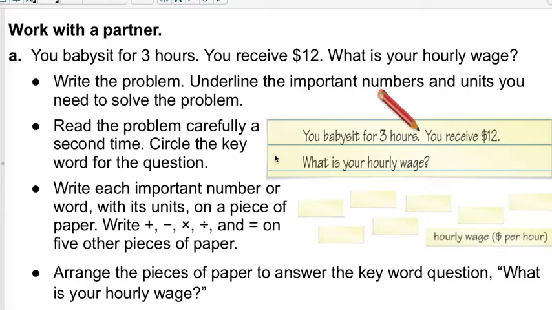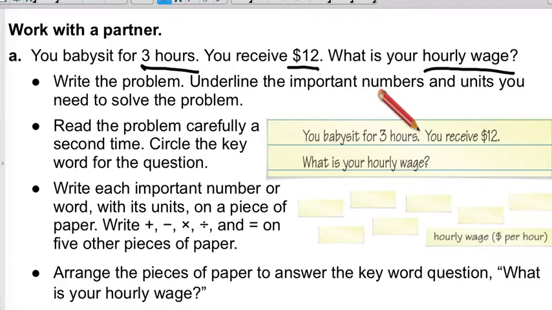Okay? You're going to write the problem and underline the important numbers and the units that you need to solve. Rather than asking you to rewrite, they've got it written there. So what do we need to underline here that we need to know in order to figure out what this thing's asking us to do? Kaylee. So 3 hours, $12, hourly wage.